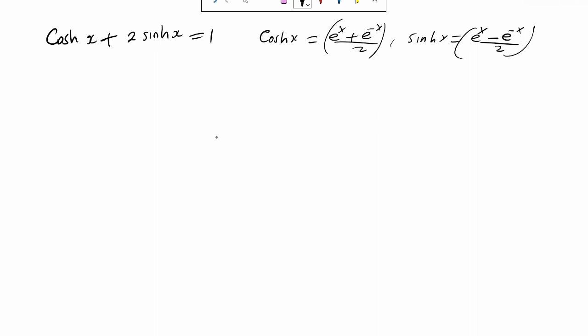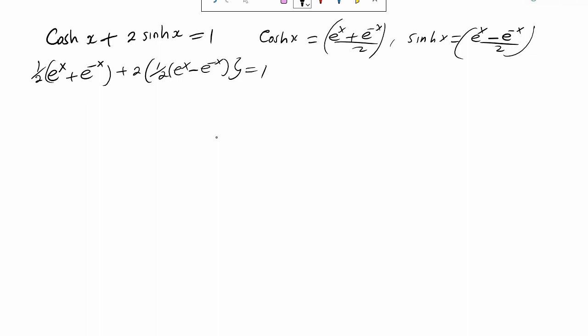So we shall have e raised to x plus e raised to negative x, dividing by 2 means multiply by a half, then add 2 times a half e raised to x minus e raised to negative x, and this equals 1.